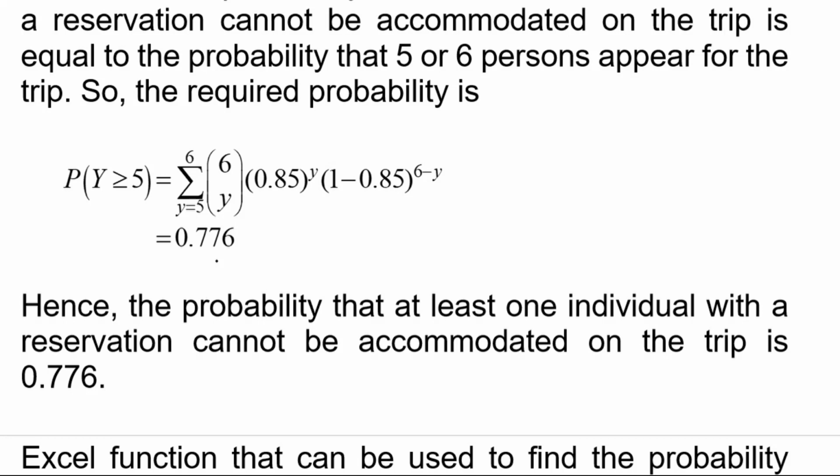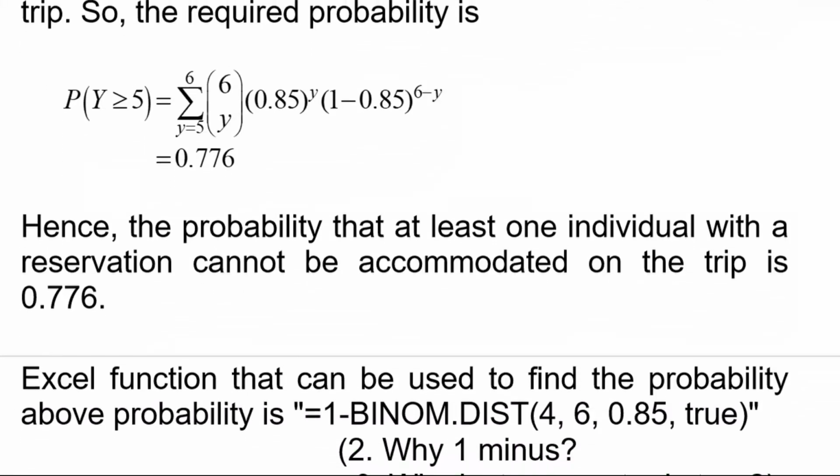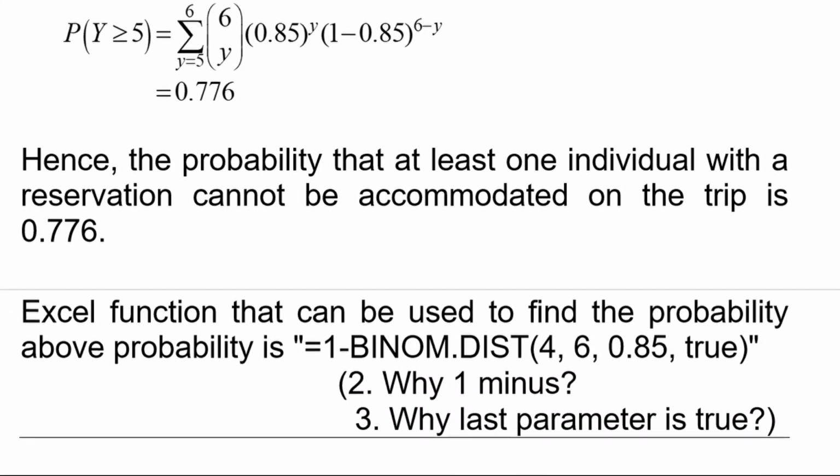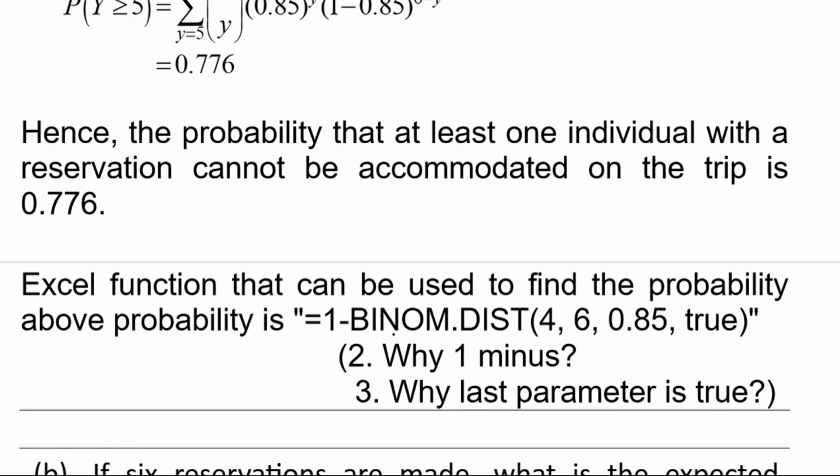We can calculate it with the help of an Excel function. The required Excel function to calculate this is 1 minus BINOM.DIST. The parameters of this function are 4, meaning the number of successes we require, 6 the number of trials, 0.85 the probability of success per trial, and the last parameter is true or false. This can be true or false.